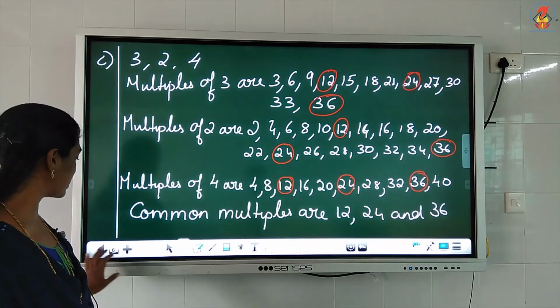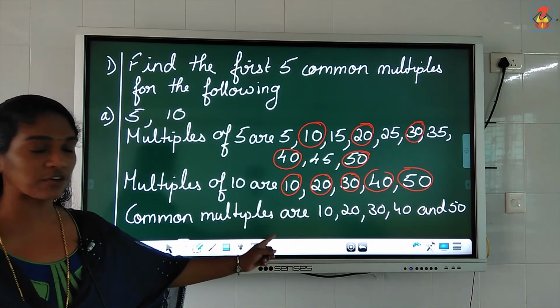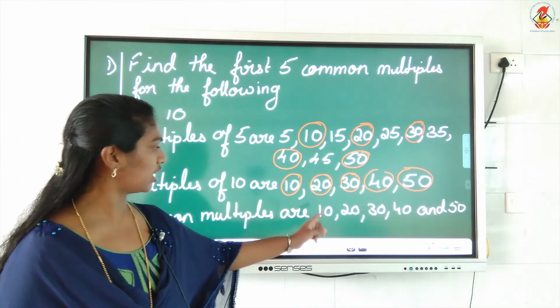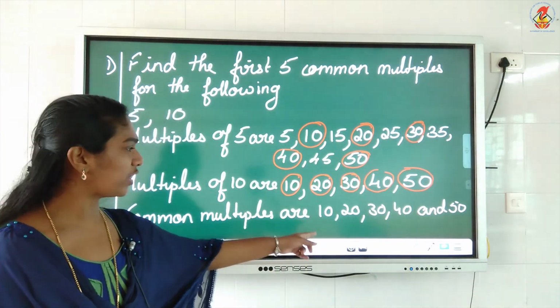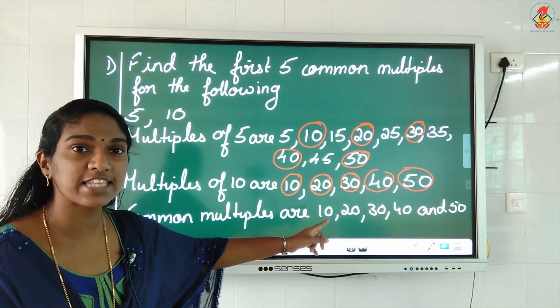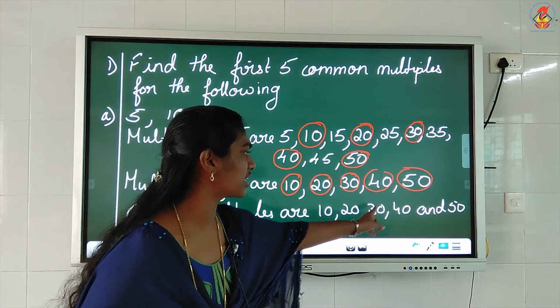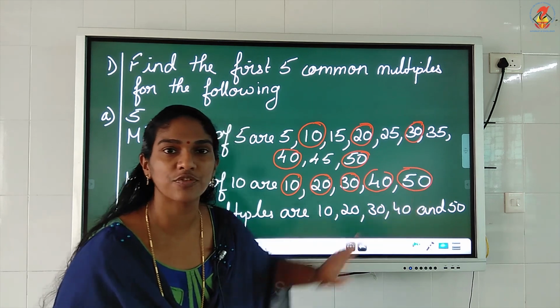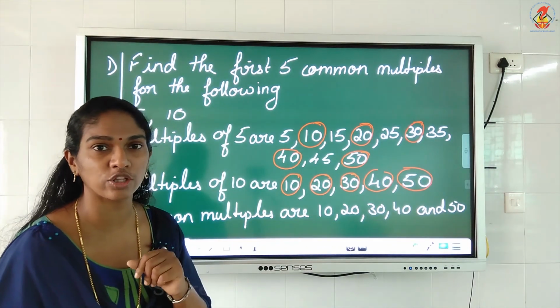Now I'll tell you another easier method also to find common multiples. See in all the questions, see what was the first common multiple that you got in the first question? It was 10, 20, 30, 40 and 50. What do you recognize from that? It is 10's table. So 10 ones are 10, 10 twos are 20, 10 threes are 30, 10 fours are 40, 10 fives are 50. So once you get the first number, it's very easy to find out the common multiples.